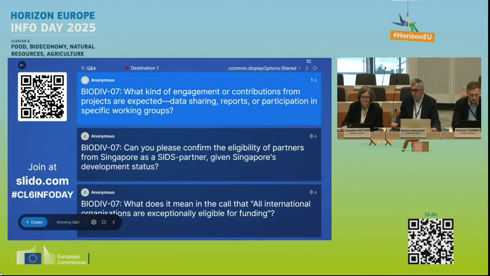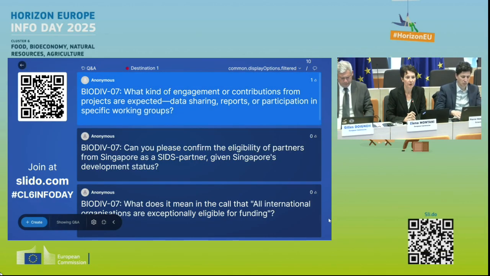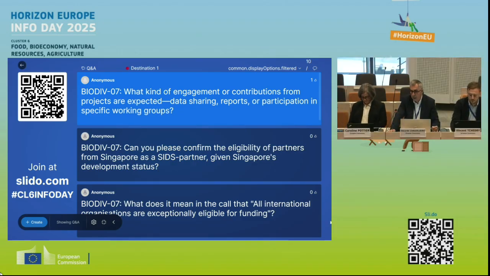Thank you. What kind of engagement or contributions from projects are expected? Data sharing, reports, or participation in specific working groups? It's also a good question. I mean, we're envisioning everything. If you see the expected outcomes of the topic, we're envisioning most of it. Data sharing is quite important. Reporting, hands-on information, everything. So we are expecting everything. That will depend, of course, on the consortium proposal.